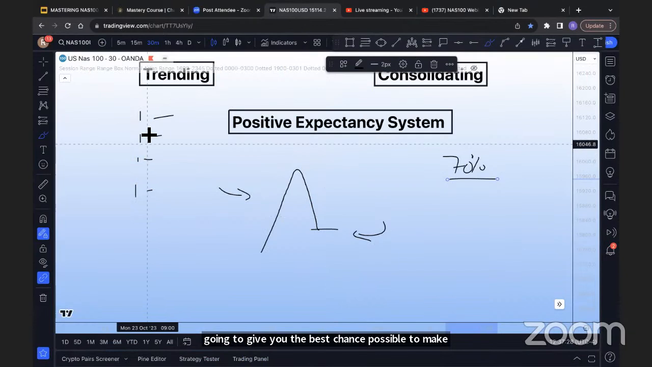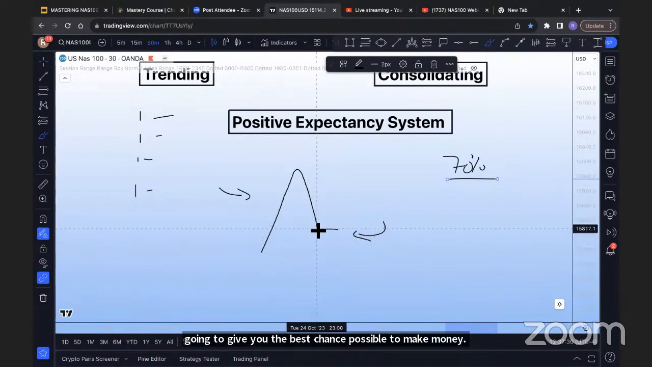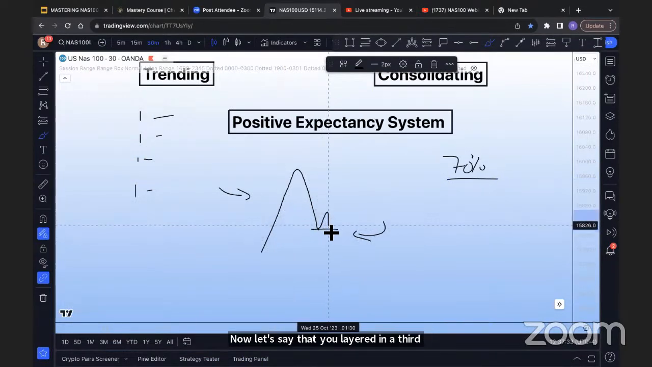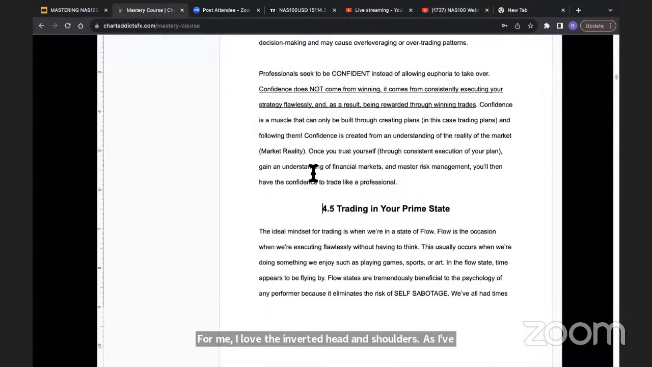Now, let's say that you layered in a third confirmation, which is you're looking for a reversal pattern. For me, I love the inverted head and shoulders, as I've shown in the mastery course here.